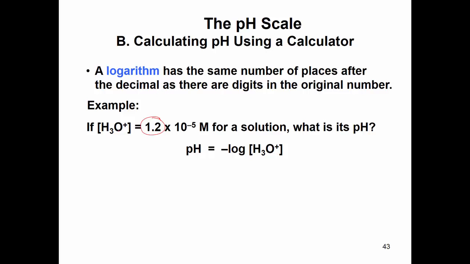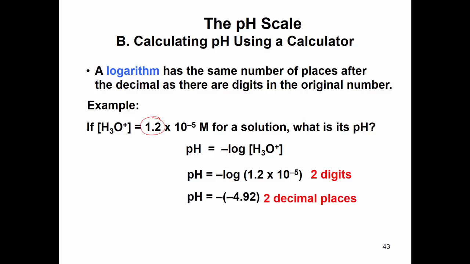So if you're given the hydronium concentration of a solution and we want to know the pH, we're going to take the negative log. This is where you need to get your calculator out and be sure you hit the negative key on your calculator, not the subtraction key. Hit the negative key and log. Most of you may need to put this in parentheses. So 1.2 times 10 to the negative fifth. You should get 4.92 when you put that number in. We have two digits.